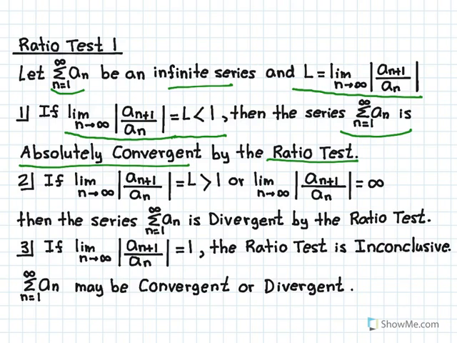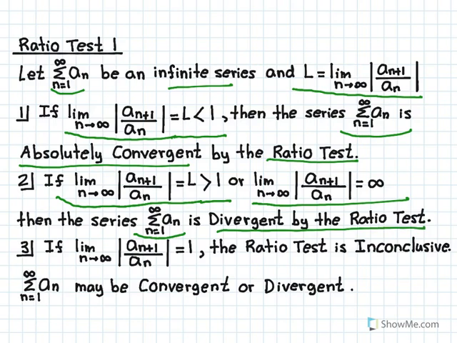Case number 2. If the limit as n approaches infinity of the absolute value of a sub n plus 1 divided by a sub n is equal to L larger than 1, or the limit is equal to infinity, then the series summation n equals 1 to infinity a sub n is divergent by the ratio test. Number 3. If the limit is equal to 1, then the ratio test is inconclusive. That means we can't apply the ratio test to determine the convergence or divergence of the series. We have to apply another test. So the series may be convergent or divergent.